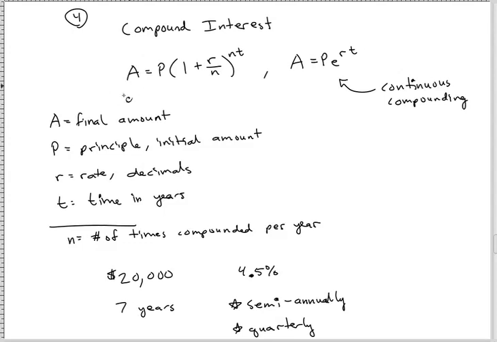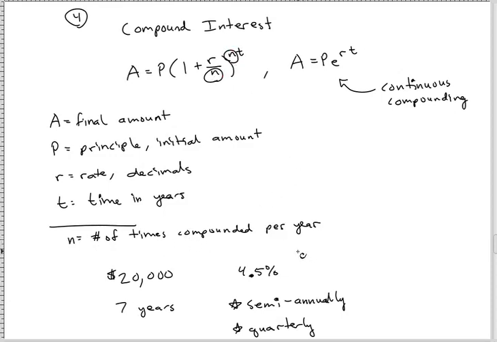So A is my final amount. P is my principal, or your starting amount, initial amount. R is your rate in decimal form. T is your time in years. And then N, which you see is right here and here, is what's changing in this particular problem. It's the number of times compounded per year.